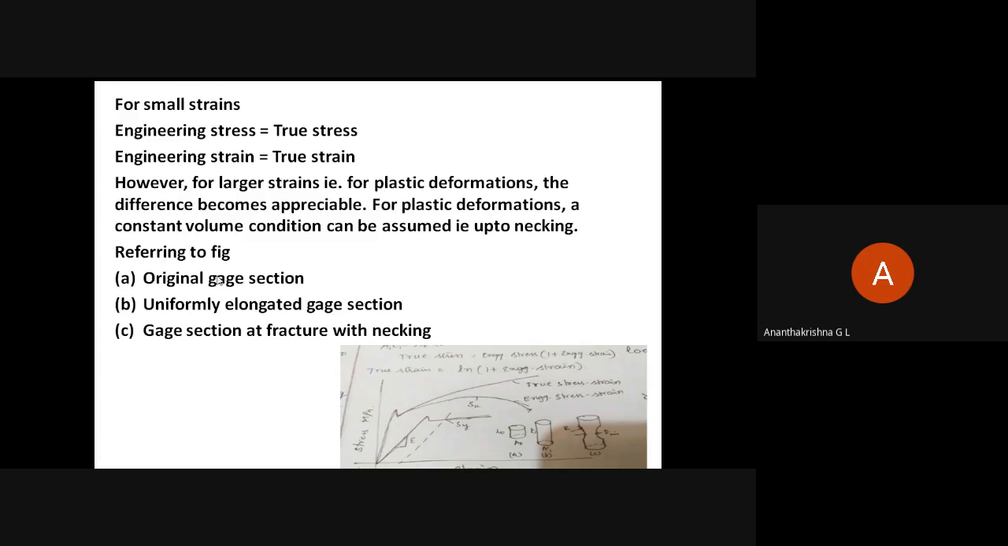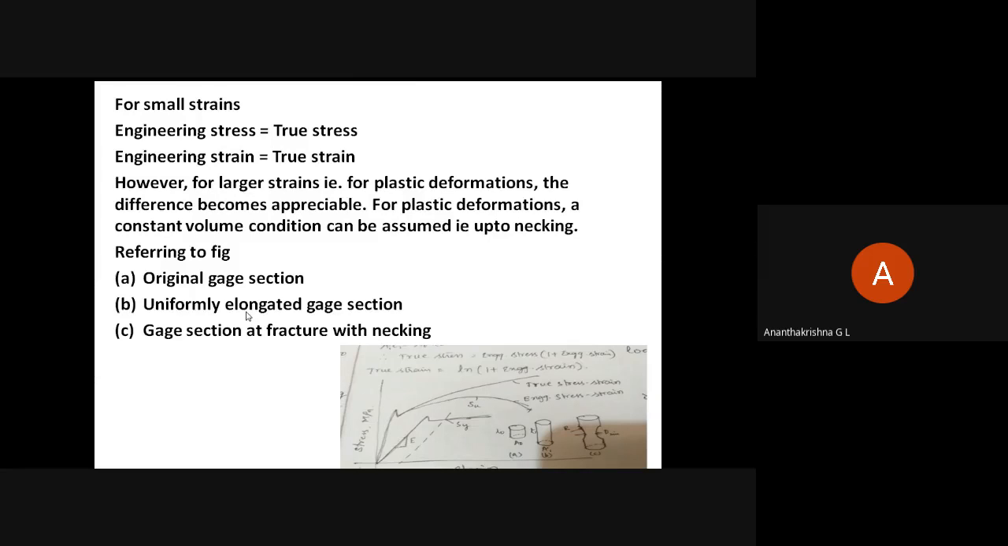So referring to the figure, we have the original gauge section and the uniformly elongated gauge section. This is true for small strains. But in plastic deformation or enormous strains, there is going to be formation of necking. There is going to be a decrease in area of cross section and an increase in instantaneous gauge length. This condition will happen before it fractures. This is how the fracture takes place in the specimen during our tension test.